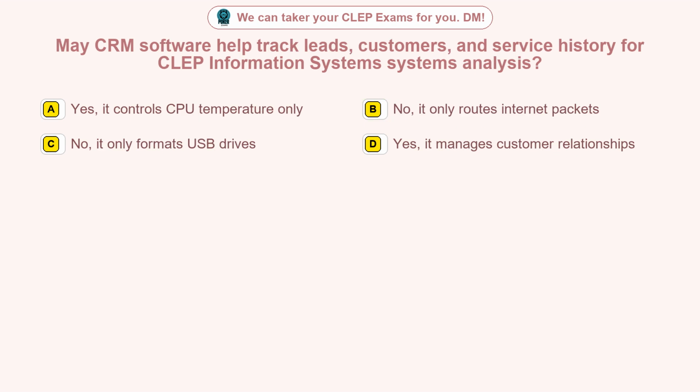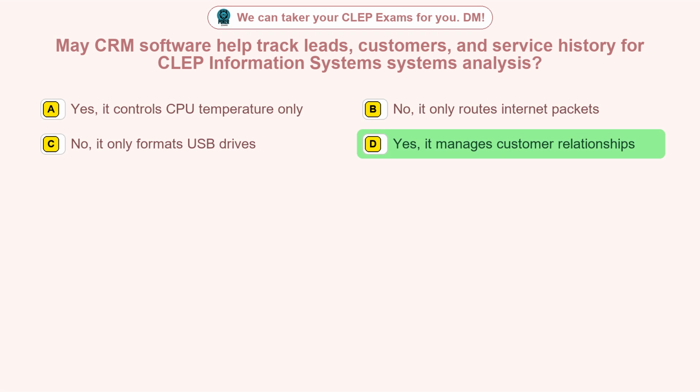Question 15. May CRM software help track leads, customers, and service history for CLEP Information Systems analysis? Option A. Yes, it controls CPU temperature only. Option B. No, it only routes internet packets. Option C. No, it only formats USB drives. Option D. Yes, it manages customer relationships.